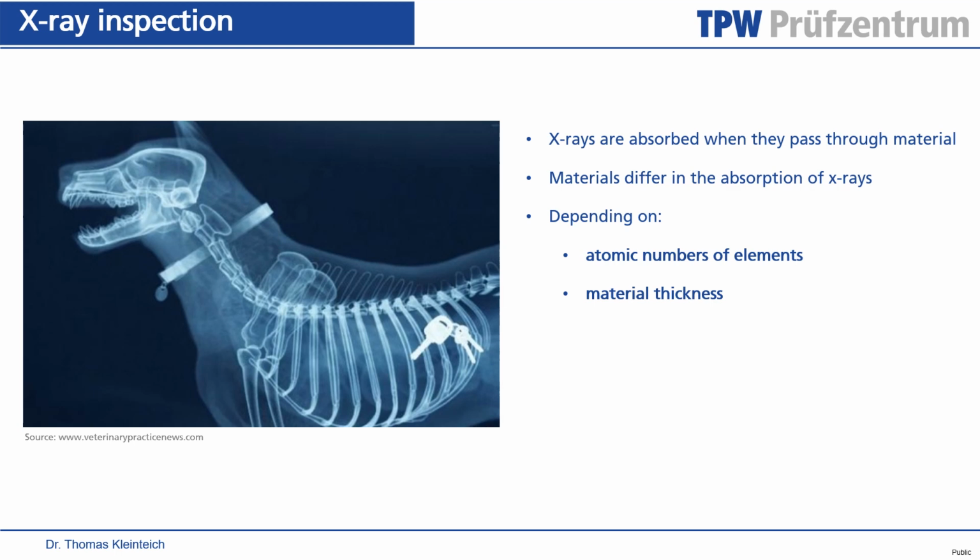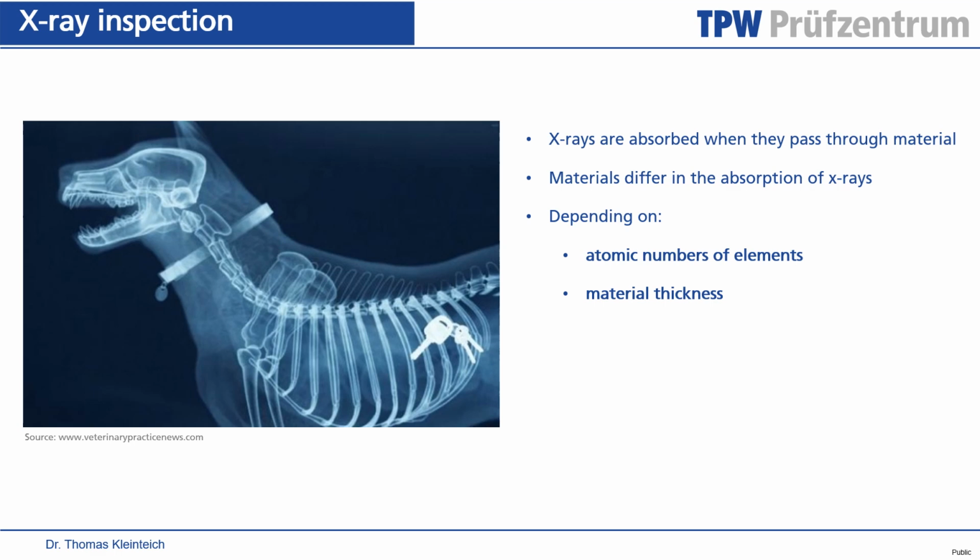And how much X-ray radiation is absorbed by different materials first depends on the atomic numbers of the elements. So this is when you talk about the metal keychain. The atomic number of iron, for instance, is much higher than the atomic number for calcium, that would be the bones, or the atomic number for carbon, which is mostly the skin and the muscles. So this is why the keychain has a much brighter appearance on the X-ray film than the soft tissues.